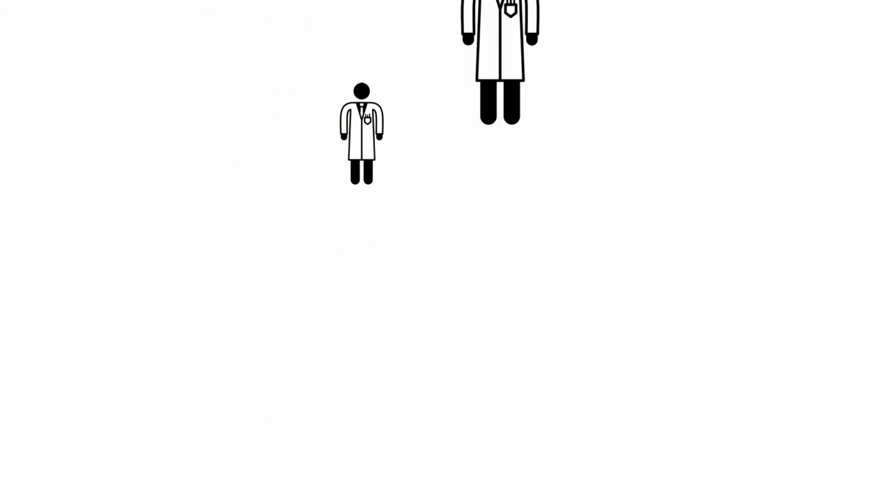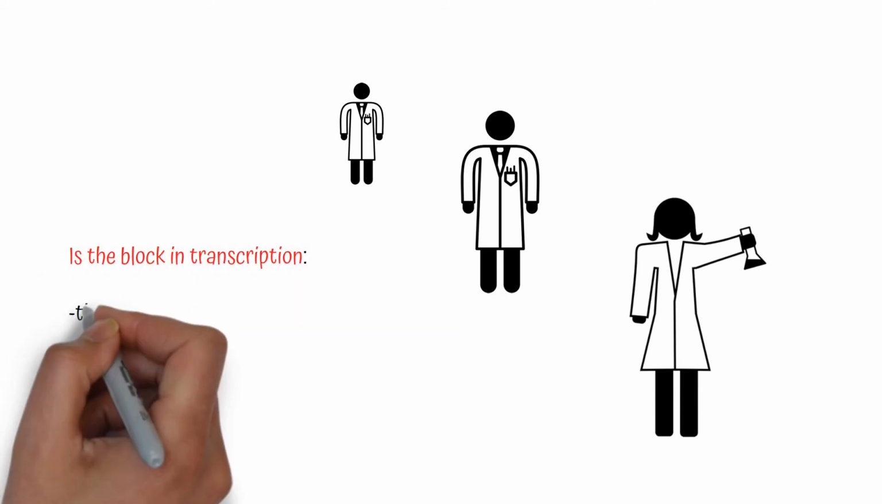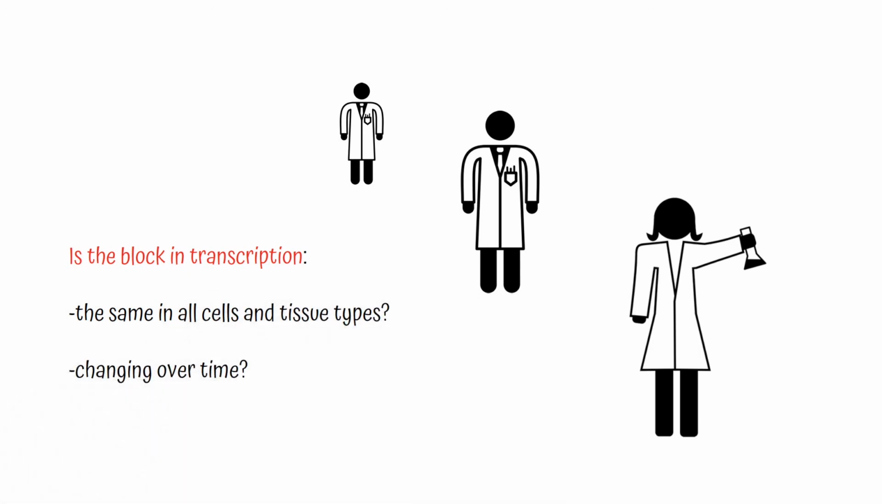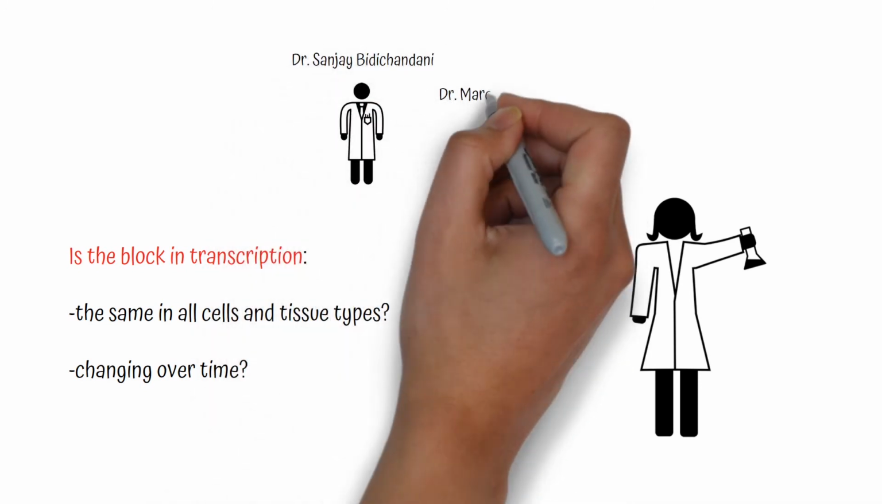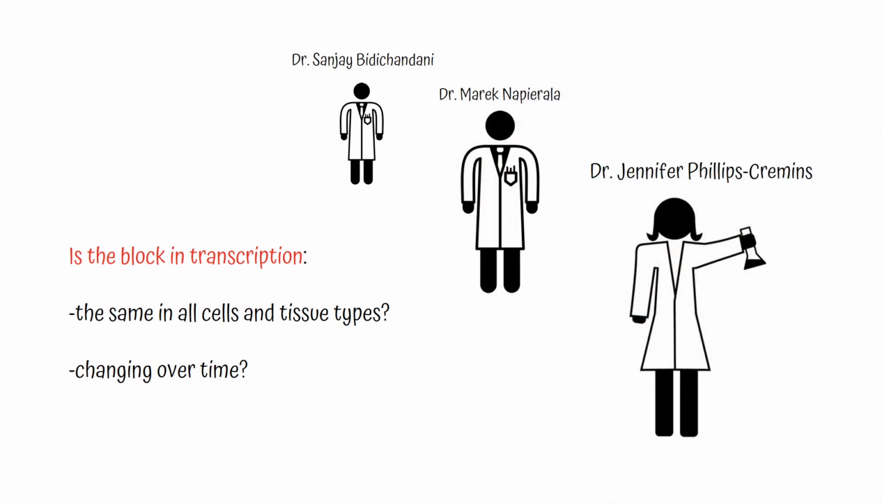With your contributions, FARA has assembled a group of investigators to try to understand the nature of the block, whether it is the same in all cells and tissues in the body, whether it changes with time. Dr. Sanjay Bidichandani, Dr. Marek Napierala, and Dr. Jennifer Phillips-Cremins are using iPSCs derived from patient skin cells donated by many of you and FA mouse models to answer these questions.